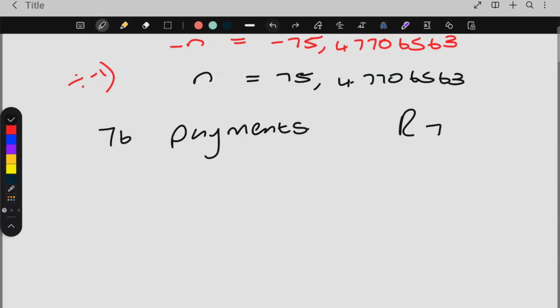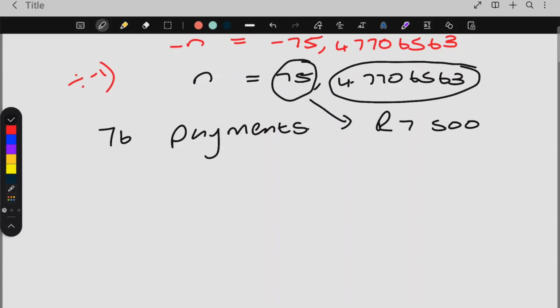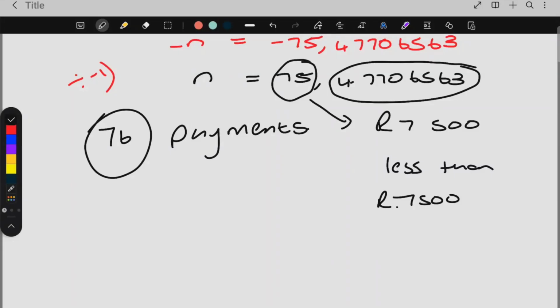But this is not an investment, it's a loan. So with a loan, you will say 75 of these payments will be 7,500. Then this last payment, this decimal, will be less than 7,500. So not all the payments will be equal. The answer is still 76 payments.